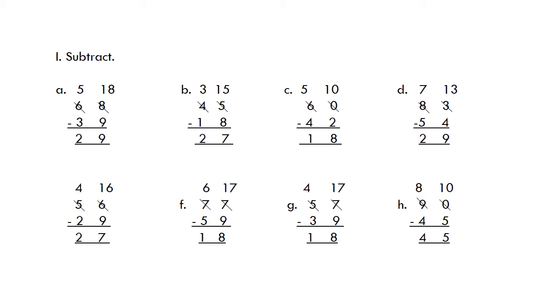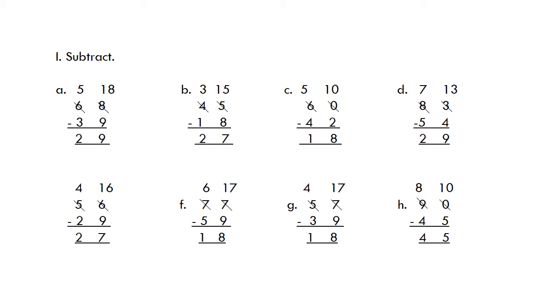Now 17 minus 9 is 8. Write 8 under ones column. Now look at the tens column. 6 is left there. So 6 minus 5 is equal to 1. Write 1 under tens column. So children, 77 minus 59 is equal to 18.